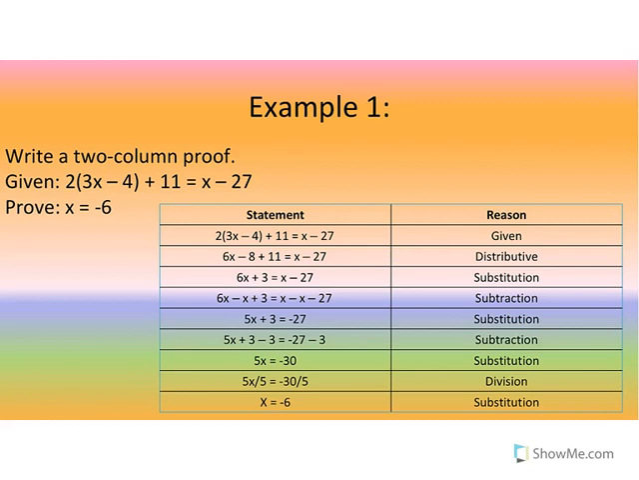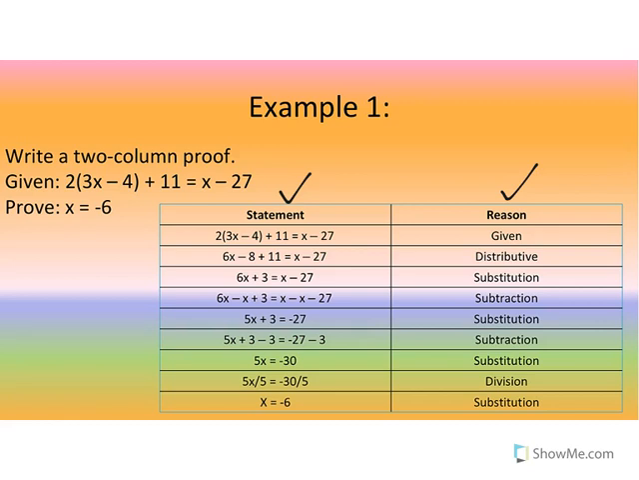Okay, so let's go through our example 1. Write a two-column proof. Whenever we write a two-column proof, the first column will always be your statements, and your second column will be your reasoning. Your reasoning is based on those eight algebra properties. We're given that 2 times the quantity of 3x minus 4, plus 11, is equal to x minus 27. Prove that x equals negative 6.